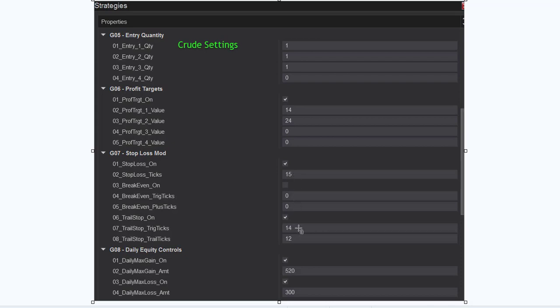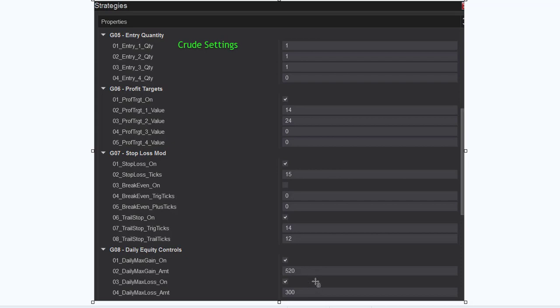And then we have a trailing stop that kicks in after 14 ticks and trails by 12. And then the goal we're going for is 520 and the max loss is 300. So these are pretty much typically the settings we use each day with the AutoTrader.